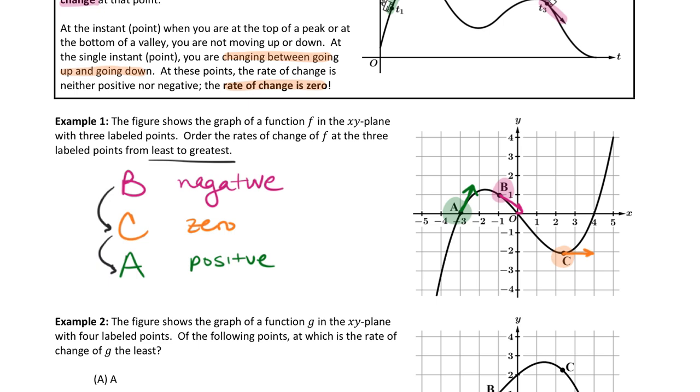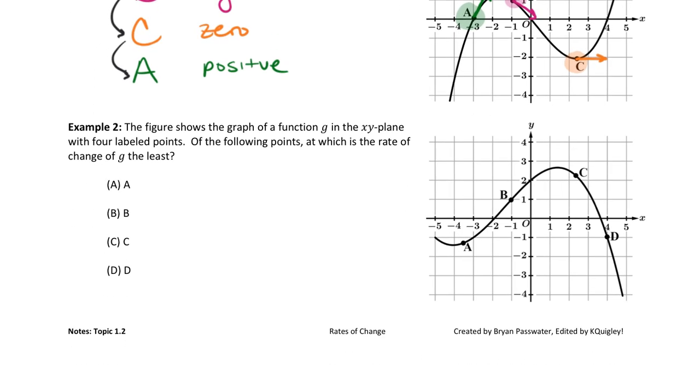Now let's make this a little bit more challenging. Example 2 says the figure shows the graph of function g in the xy plane with 4 labeled points. Of the following points, at which is the rate of change the least? Okay, so let's first go through, like we highlighted this one, and let's highlight this one the same way. Point A, would that be increasing or decreasing?